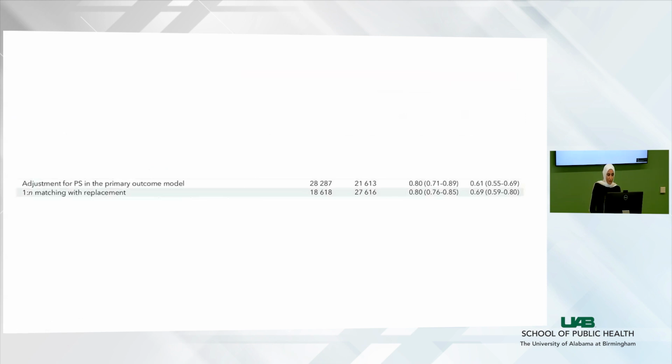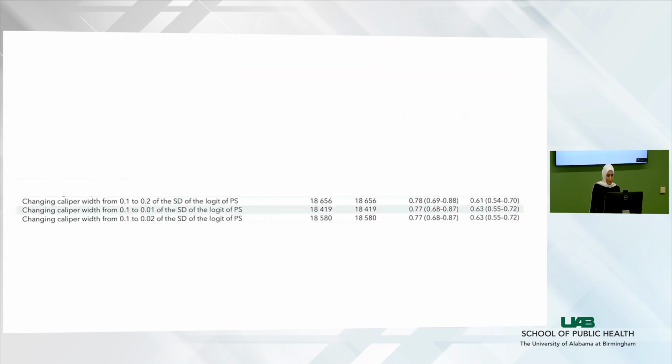We adjusted for propensity score in the outcome model instead of matching, and we used one-to-one matching with replacement. We changed the caliper width. If you recall, we used a caliper width of 0.1 in the primary analysis, so we also challenged this assumption. We used caliper widths of 0.2, 0.01, and 0.02. We can see there were slight changes in the number of apixaban and rivaroxaban users that were matched, but the study results also remain consistent for both effectiveness and safety.